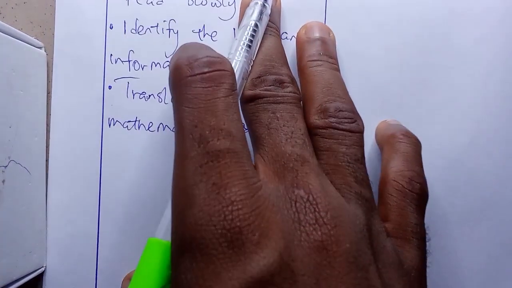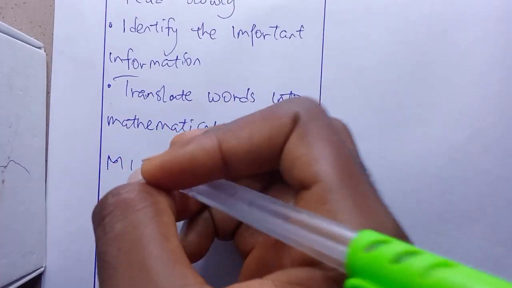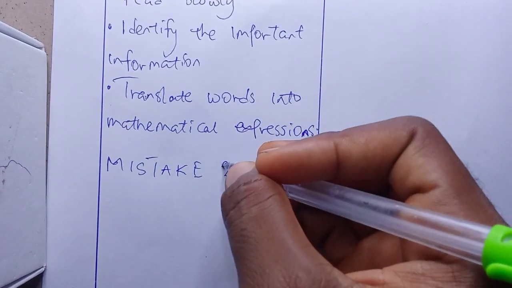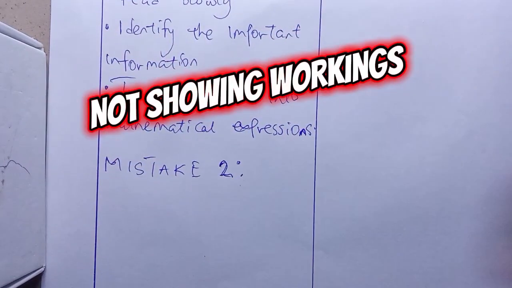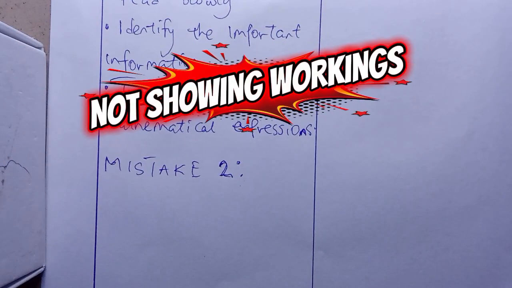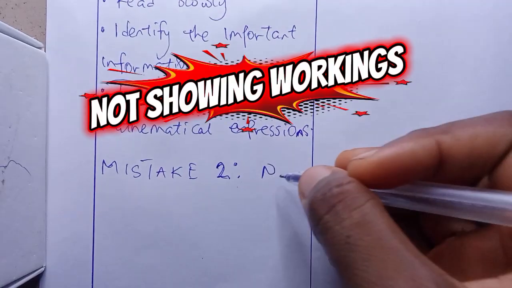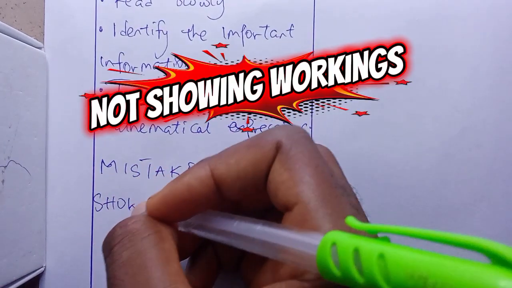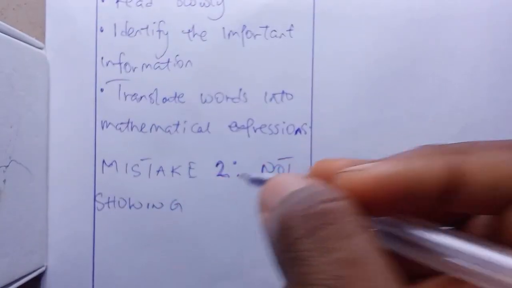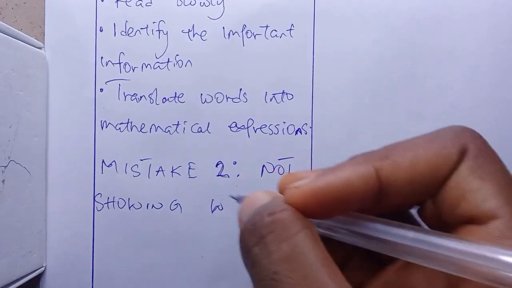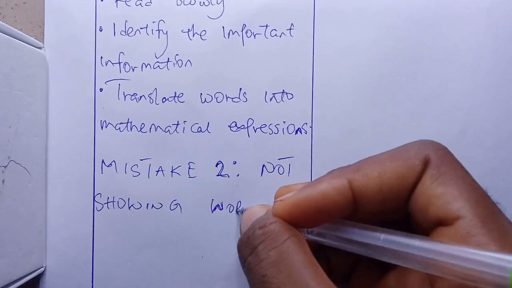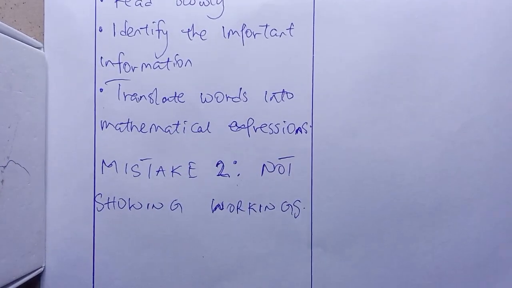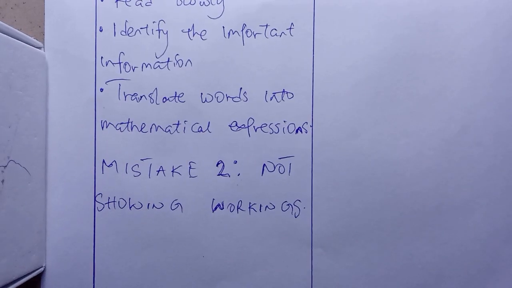Mistake 2. Not showing workings. This is a very popular mistake. Most students solve WAEC like jam. WAEC is not only an objective examination, but both objective and theory. So for your theory section, ensure you show your workings, complete workings, in order to not miss any mark.